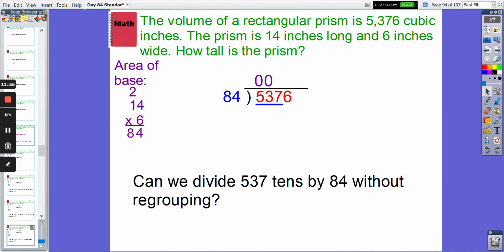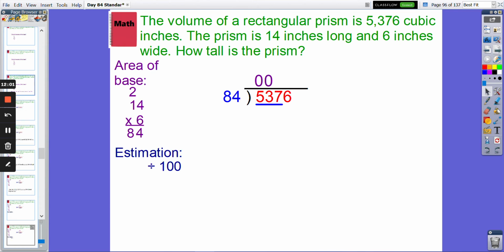Yes, yes we can. So let's use estimation in order to guess and check. So let's start with our divisor. And we're going to use 100, so we have friendly numbers, and then we're going to take 537 and make it 500. Now remember, when we're estimating with division, we're really looking more for finding numbers that divide evenly rather than just using the rules of rounding. 500 divided by 100 equals 5. And this is a rough estimate to see where to start for our guess and check.